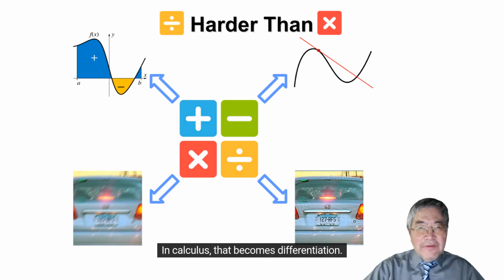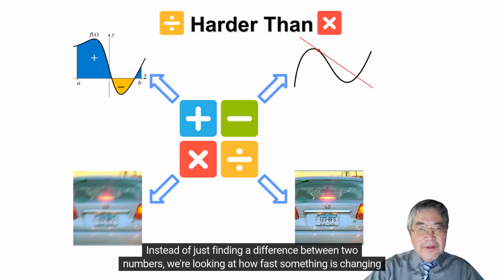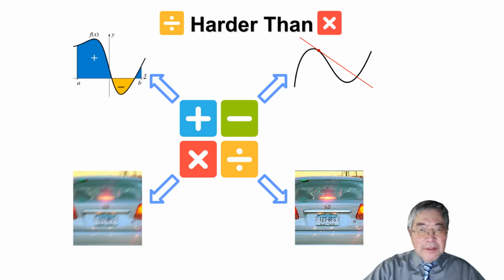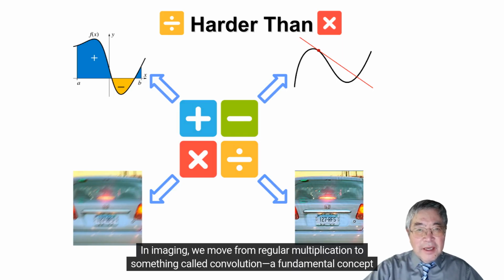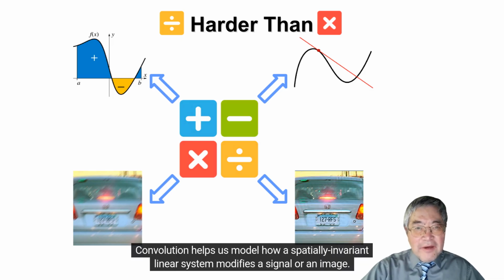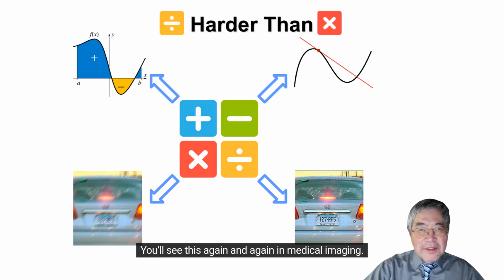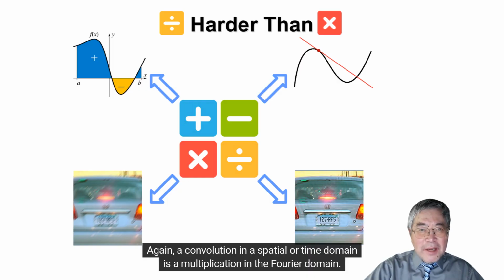What about subtraction? In calculus, that becomes differentiation. Instead of just finding a difference between two numbers, we're looking at how fast something is changing at an exact point by evaluating a very small difference of a smooth function between two rather close points. Now let's look at multiplication. In imaging, we move from regular multiplication to something called convolution, a fundamental concept in systems and signal processing. Convolution helps us model how a spatially invariant linear system modifies a signal or an image. You'll see this again and again in medical imaging. Again, a convolution in a spatial or time domain is a multiplication in the Fourier domain.